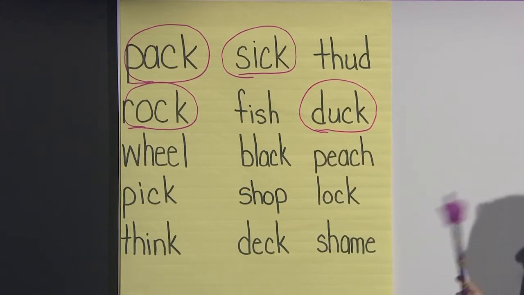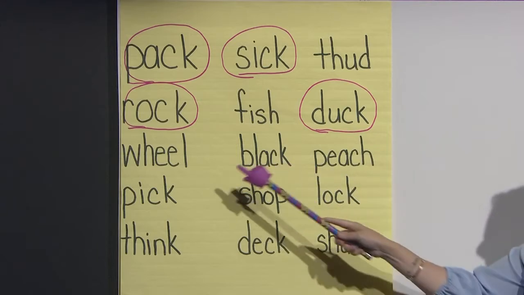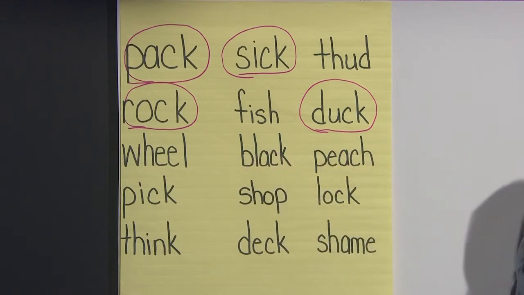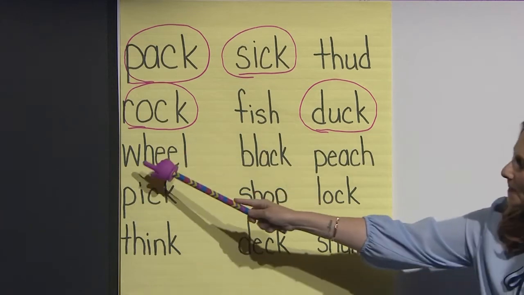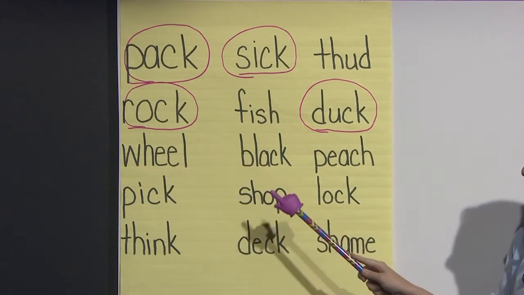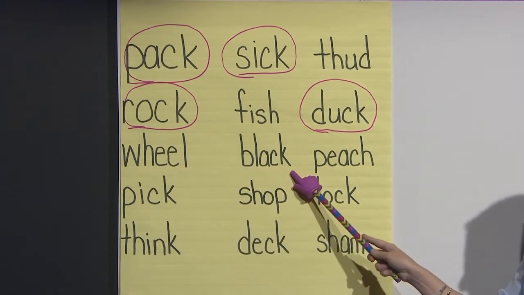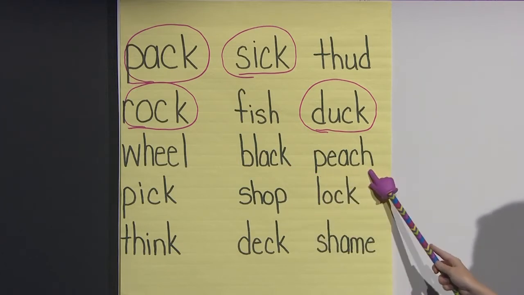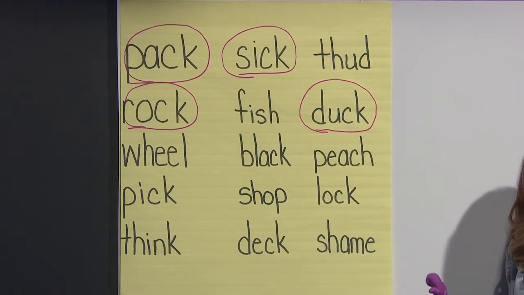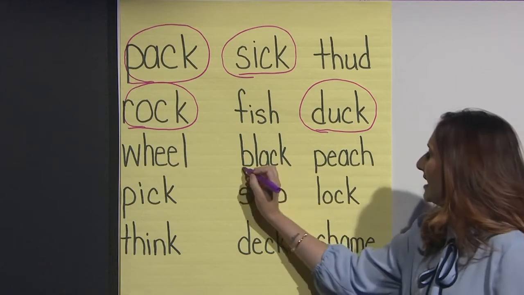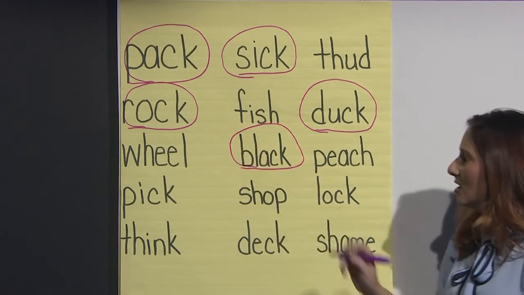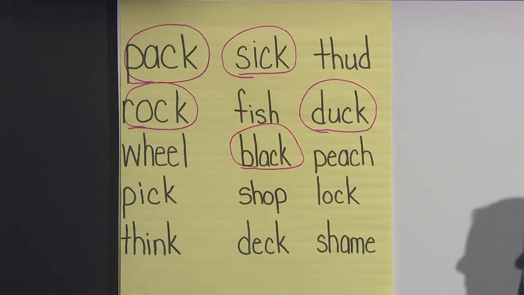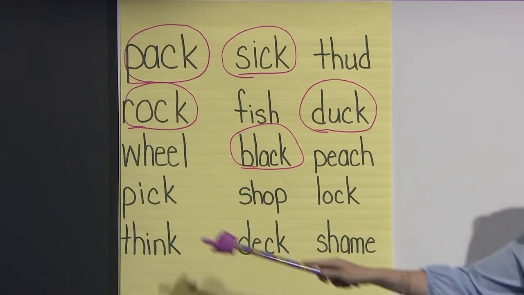All right. Now, I want you to read these with me, and then you tell me which one is digraph CK. Let's do this one together. Wheel, black, peach. Black is our digraph CK word, and that is also a color word. Very good.